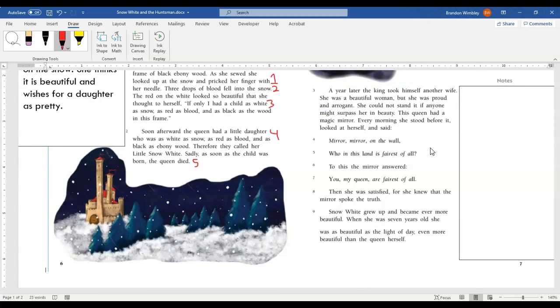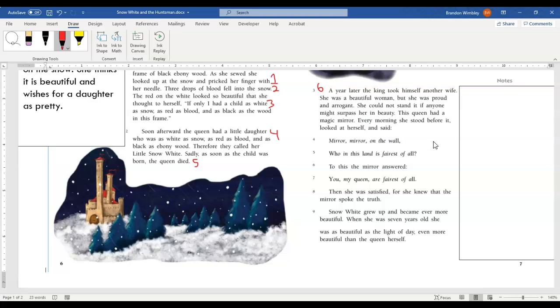So let's go to number 3 now. A year later, the king took himself another wife. She was a beautiful woman, and she was proud and arrogant. So I think this is number 6, another event. He takes a wife. She could not stand it if anyone might surpass her beauty.